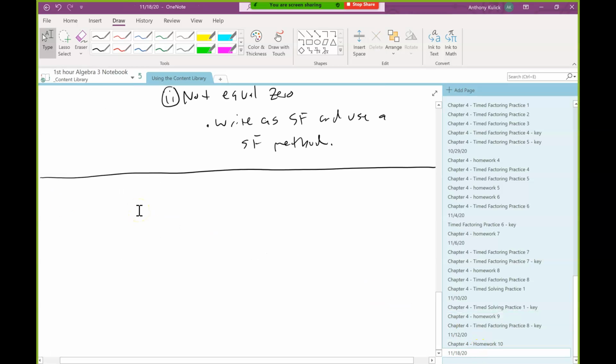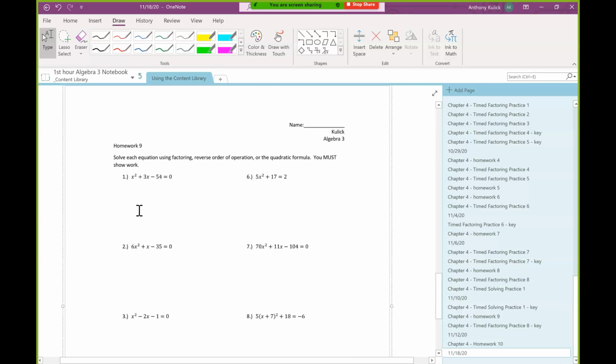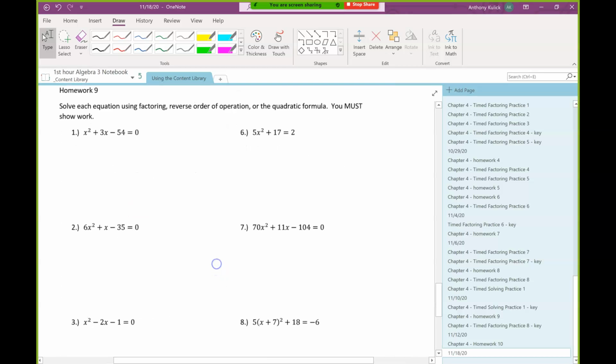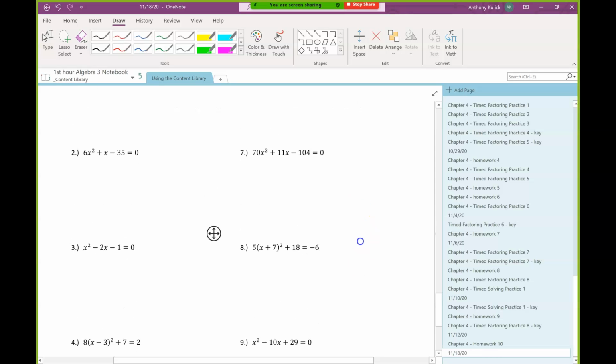Okay, so we do have some questions for homework 9, which makes sense, because if you're looking at homework 10, you'd be like, I don't know how to do any of this. So it would have been really confusing. So 7 and 9, I see. Okay.